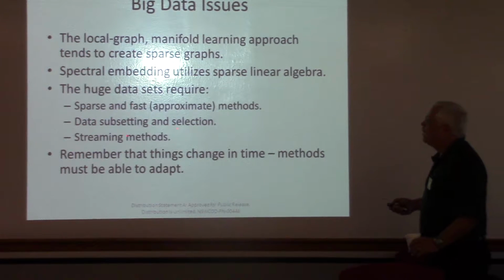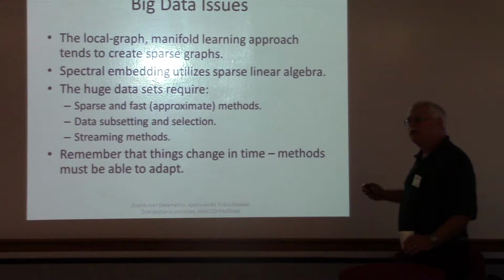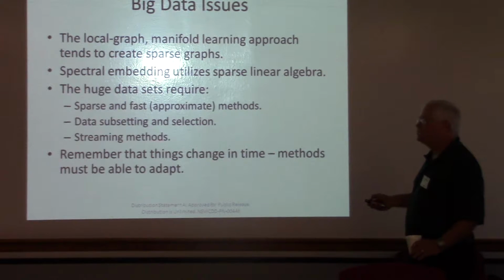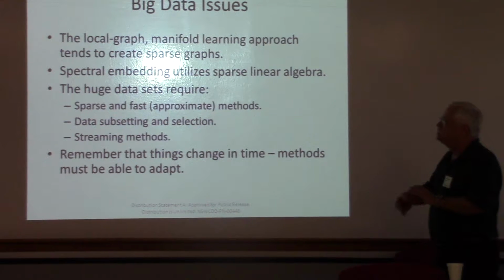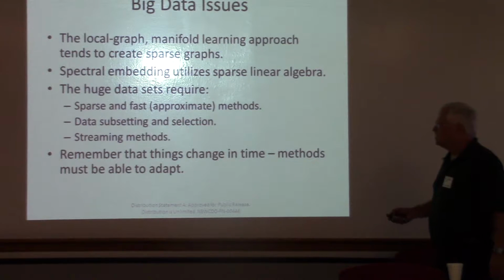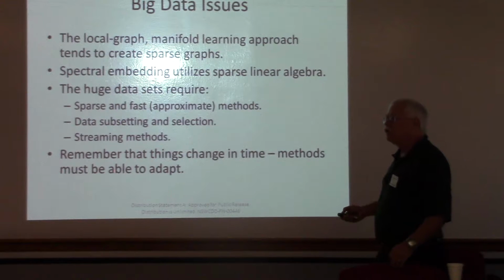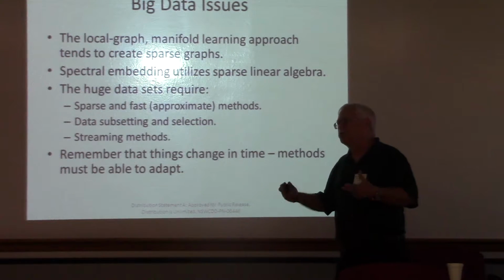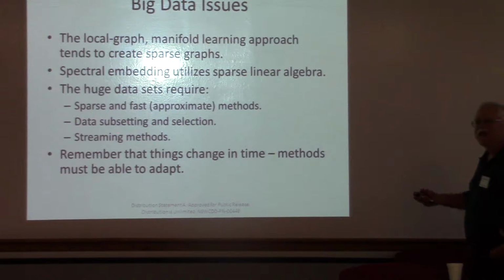There are tricks where instead of using all the data, you only use some of the data, and then you might use that information to bring in the rest of it. And there's also streaming methods where you don't look at all the data, you just look at the data as it comes to you, building your model as it comes in. So there are some other things to look at. Things change in time, so whatever you do has to be able to adapt, which means either you have to be able to retrain or to modify the models that you have, or streaming methods naturally adapt.